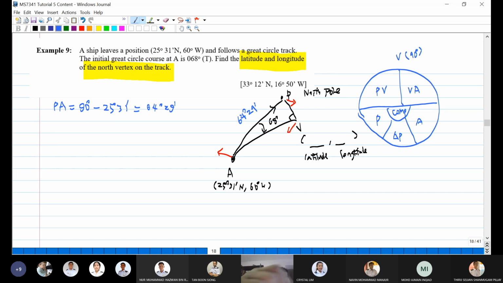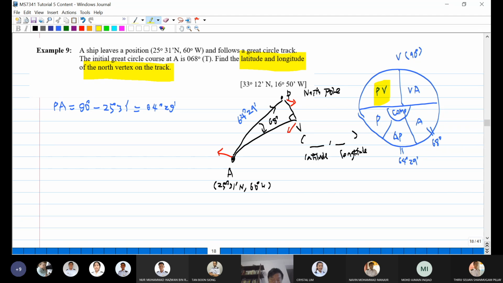Okay, we know angle A now. Angle A is 68 degrees. And you know AP. AP is 64 degrees 29 minutes. So in the view we have two pieces of information, and they will help you find out other information. For example, you can find out what PV is first.